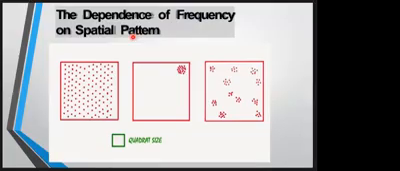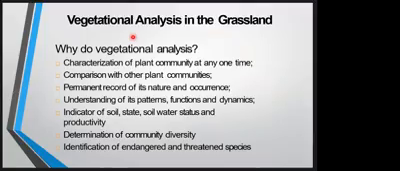Okay, now we'll move on to the vegetational analysis in grassland. So why do we do vegetational analysis? First is characterization of plant community at any one time. So when we characterize, we are not just doing soil quality and all. We also characterize species that are present in the area.